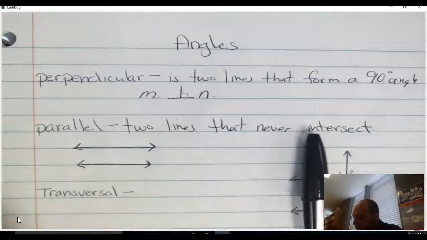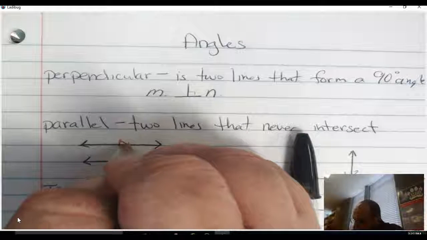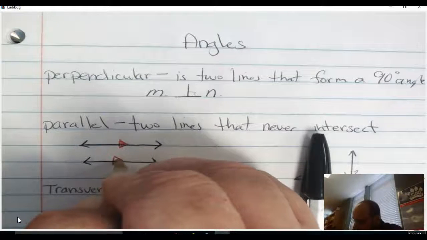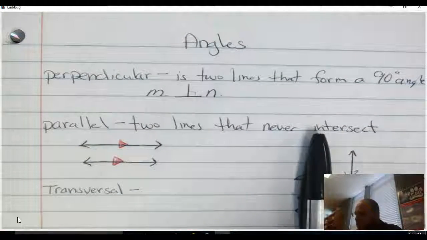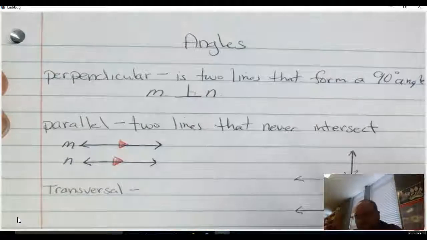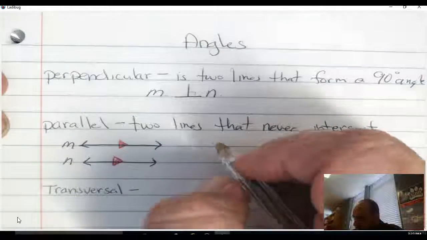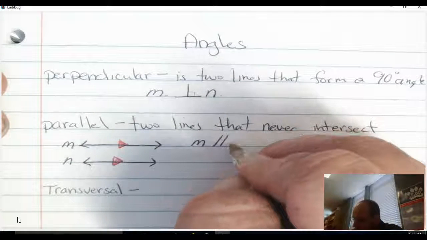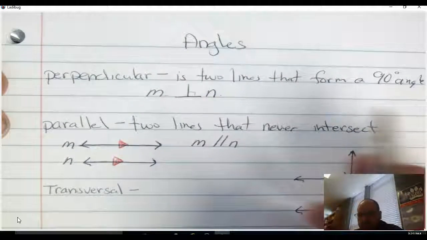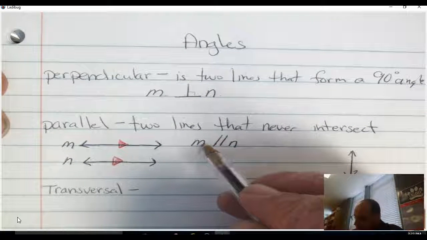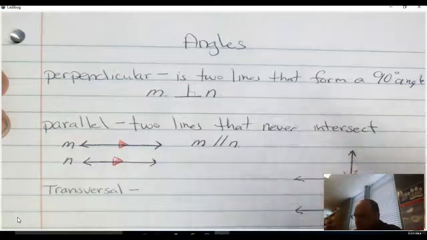All right. And I would show that by sometimes putting a red arrow on both of those lines, to identify that those would be parallel. Let's identify this as line M and this is line N. If I was writing this down, I would write M and then two vertical lines, is parallel to N. So it looks like M and then two L's, N. So this is M is parallel to N. Okay.